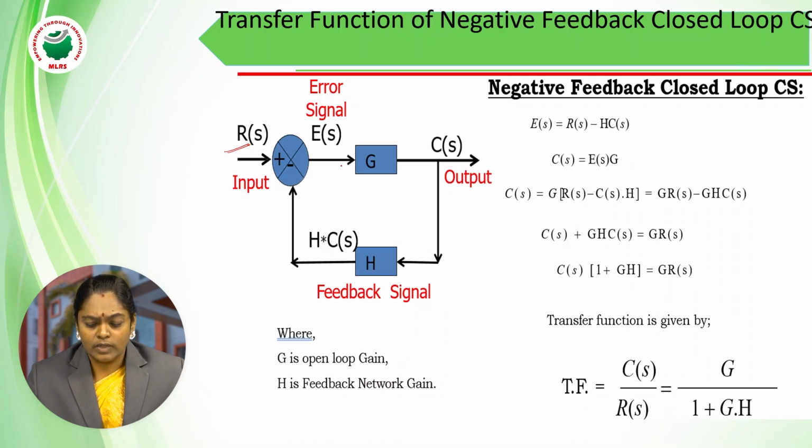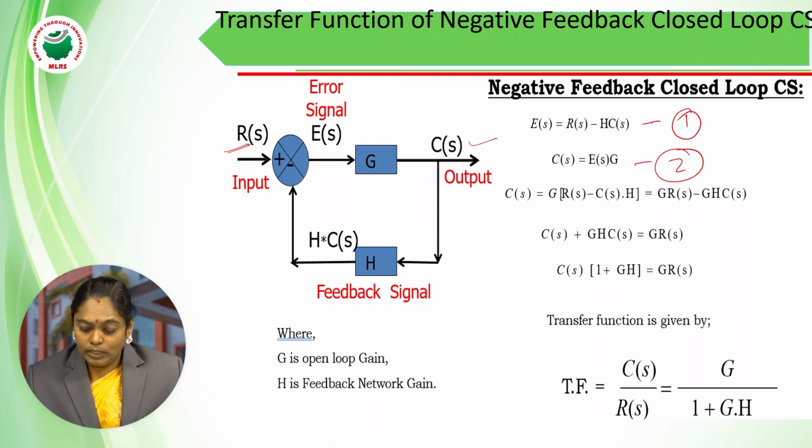And coming to the next one, if I want to represent C(S) in terms of the forward path gain, it is just a multiplication of the error signal with the forward path gain. So C(S) is equivalent to E(S) into G. Let me take this as equation 1 and this as equation 2. Now substitute this complete E(S) expression, that is, substitute equation 1 in equation 2.